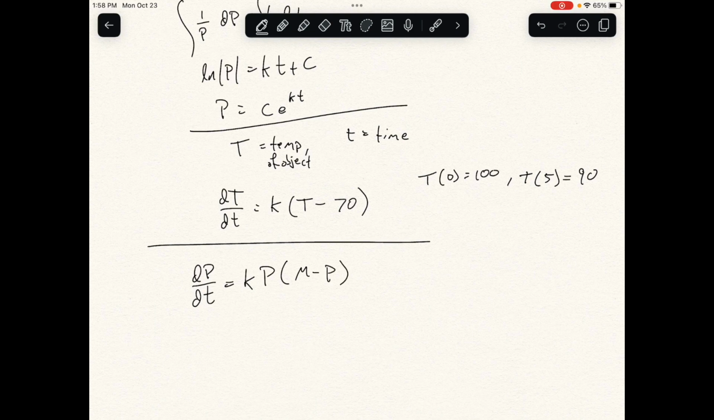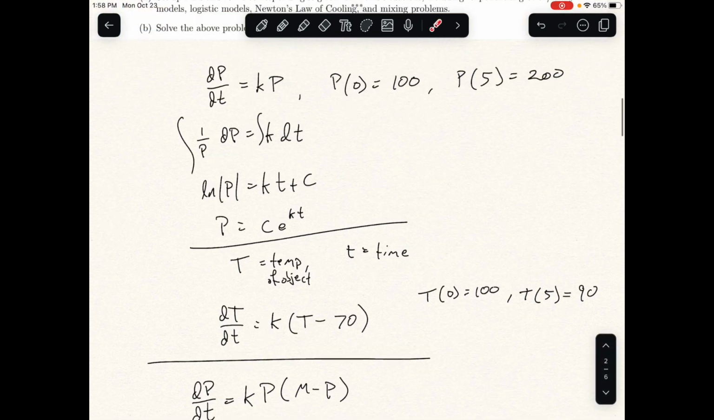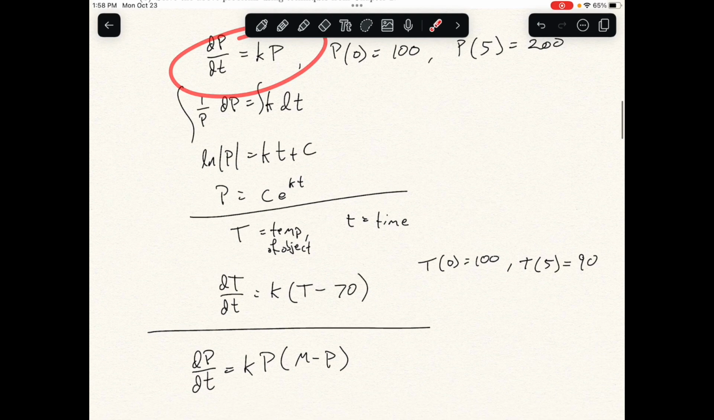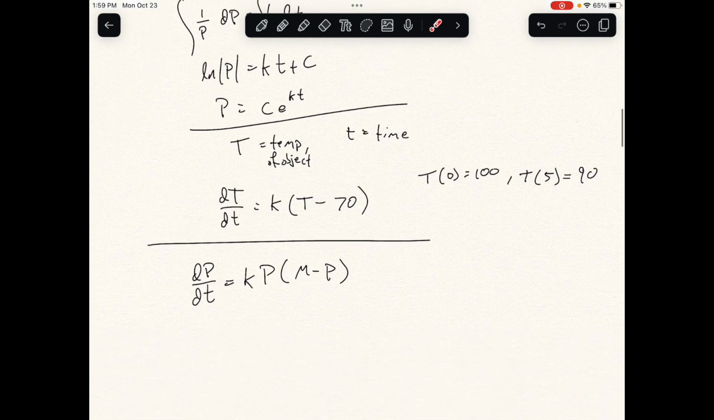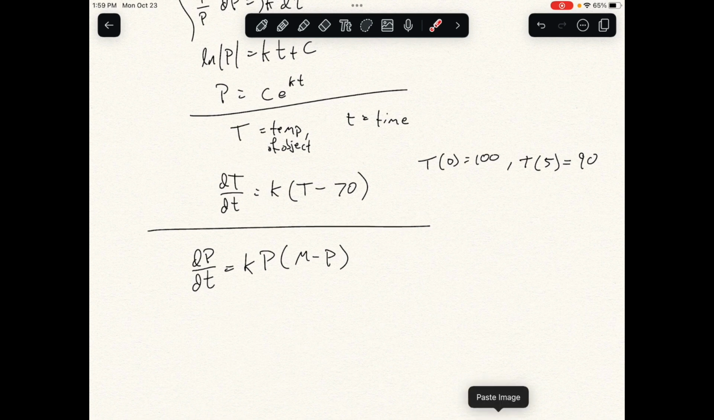So it's really similar to the regular population model, dP/dt equals k times P, but it's also proportional to the difference between the maximum population and the population present. So here it's proportional to the population present and M minus P, which is the difference between the maximum and the present population. Okay, so M is your carrying capacity here, or your maximum population.